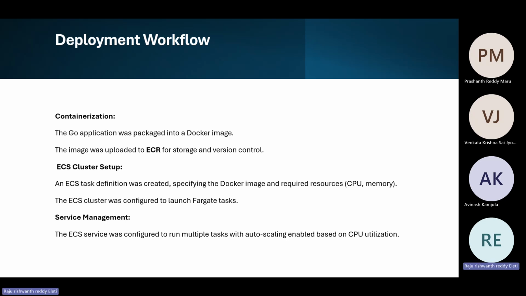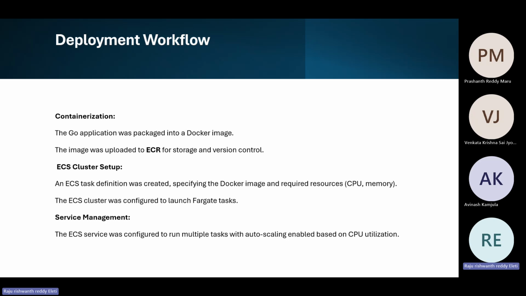Hi, we are coming to the deployment workflow. First of all, containerization: the Go application is packaged into a Docker image. We build a Docker image and upload the Docker images into ECR for storage and version control. Next, we come to the ECS cluster setup.